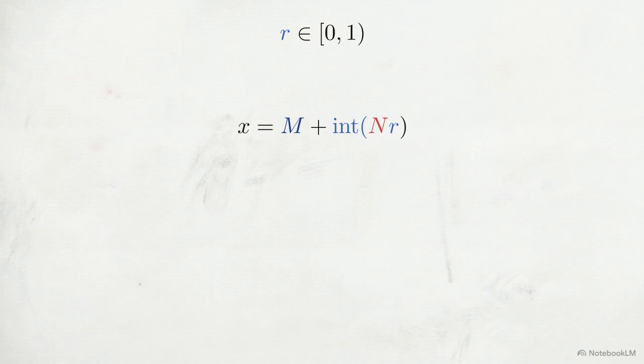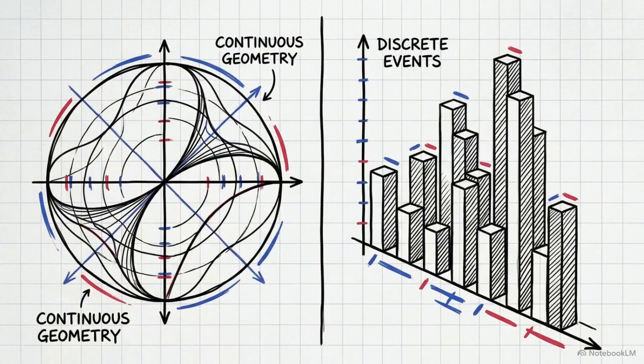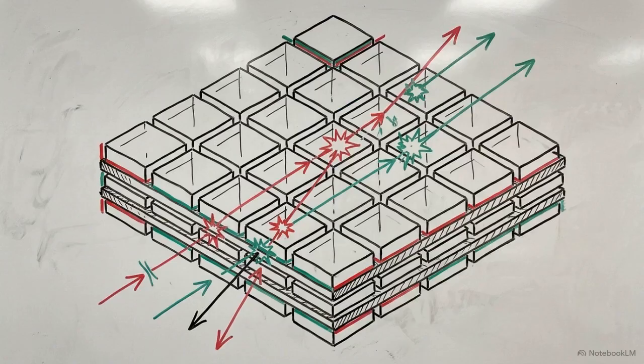For discrete step-based events, we use an integer formula, mapping to a range defined by m and n. Simulating a standard 6-sided die roll simply becomes 1 plus the integer value of 6 times r. Scaling translates our raw computational math into physical dimensions, letting us model continuous geometry or discrete events accurately. With basic scaling covered, we can move into simulating physical hardware limitations, specifically an electromagnetic calorimeter, or ECAL.